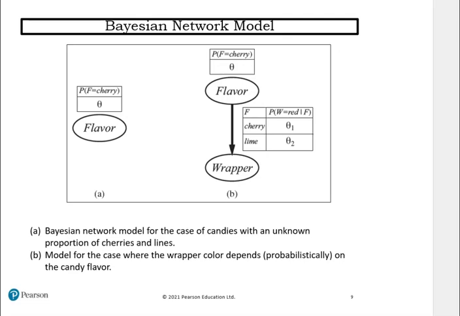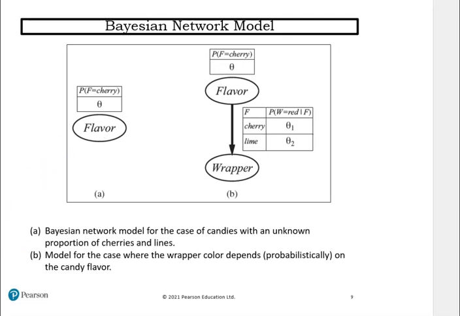So if we model the situation with a Bayesian network, we just need one random variable, which is flavor. Okay, so essentially this random variable has two possible values, could be cherry or could be lime. Okay, and the probability of cherry is theta. Now suppose we unwrap n candies, of which we find C candies are cherry, okay, and n minus C are L candies, for example, lime.